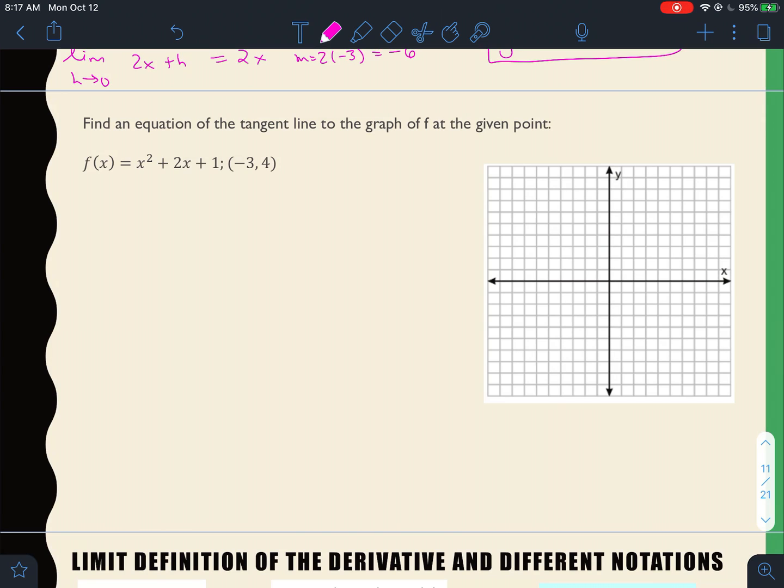All right, so find the equation of the tangent line at the given point. F of x equals x squared plus 2x plus 1 at the point negative 3, 4. Why don't you pause the video and try this, and then you can check your work against the finished notes from class today.